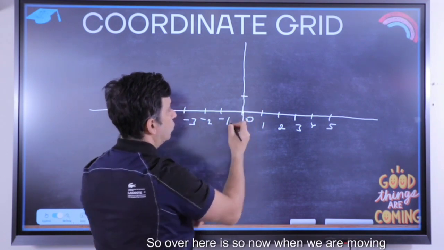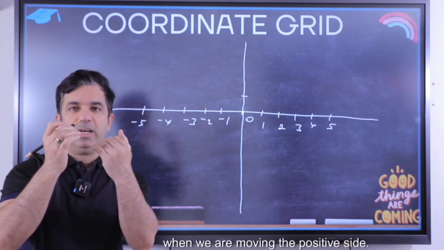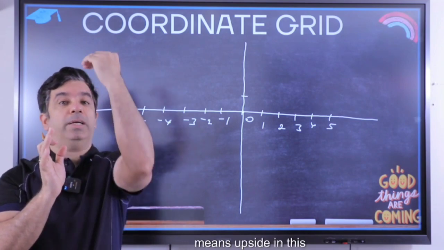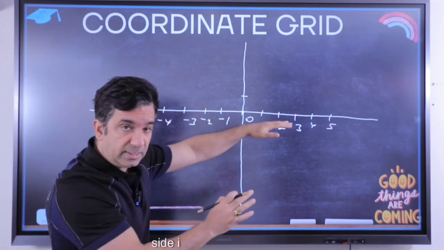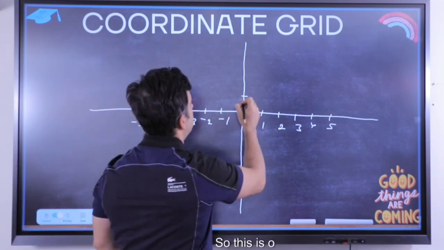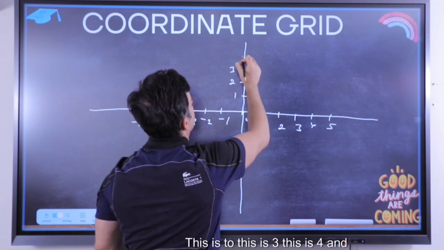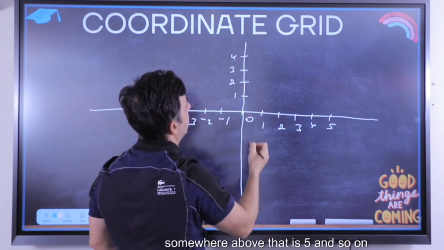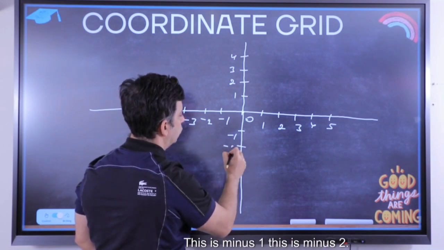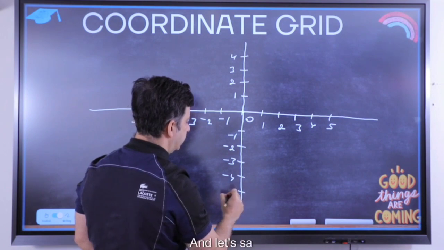So now when we are moving the positive side, it is actually on the upside. In this case, the positive direction means upside. In this case, the positive direction was on the right side. In this case, the positive means on the upside. So this is 1, now this is 2, this is 3, this is 4, and somewhere above that is 5, and so on. Similarly, this is -1, this is -2, this is -3, and this is -4. And let's say this is -5.